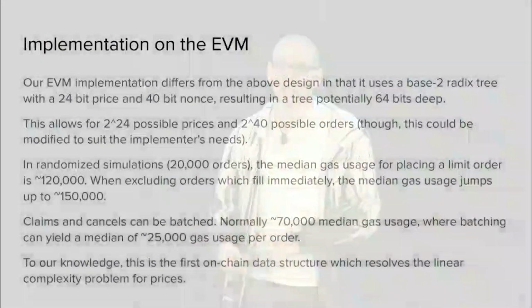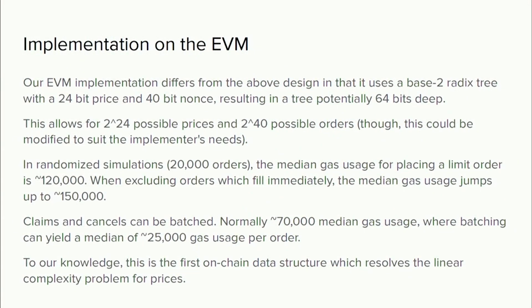So the idea with our EVM implementation is that we have a 24-bit price, 40-bit nonce. That gives you 2 to the 24 different prices, and that gives you about 1 trillion orders that can exist in one pair. It's so high, you'll probably never hit it. In our randomized benchmarks, the median gas usage for placing a limit order is around 120K. But if we exclude orders that fill immediately, and we only include orders which hit both sides of the book, the median gas usage jumps up to about 150K.